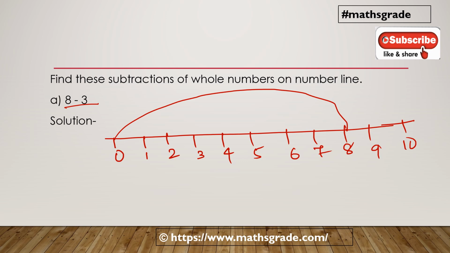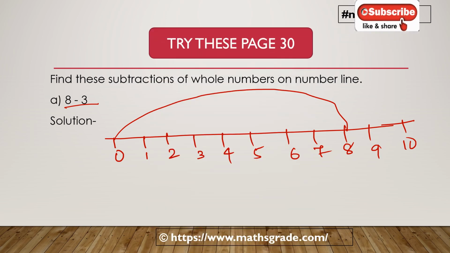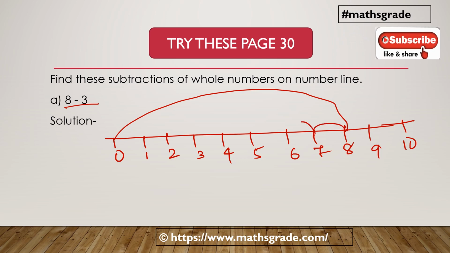Now it is 8. 8 minus 3. We have to subtract 3 units. So 8 to 7, 1 unit. Then 7 to 6, another 1 unit, that is 2 units. And 6 to 5, another 1 unit, that is 3 units. So 8 minus 3 is 5. And this is the representation of subtraction of whole numbers 8 minus 3, which is 5, on the number line.